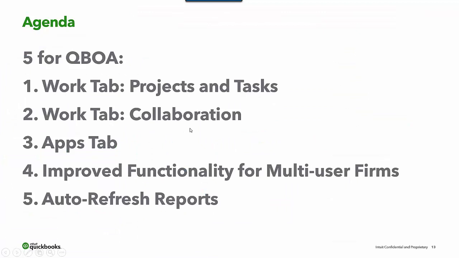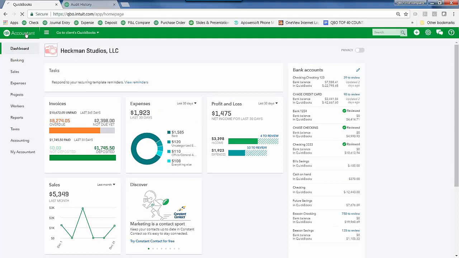Let's change gears a bit, looking at the questions here. So 5 for QuickBooks Online Accountant. We'll go into the Work tab to look at projects and tasks and collaboration, which is really asking your clients for documents, sending them requests. We'll talk a bit about the Apps tab in QuickBooks Online Accountant, some improved functionality for multi-user firms, and auto refresh of reports. So I'm going to click myself back into QuickBooks Online Accountant.